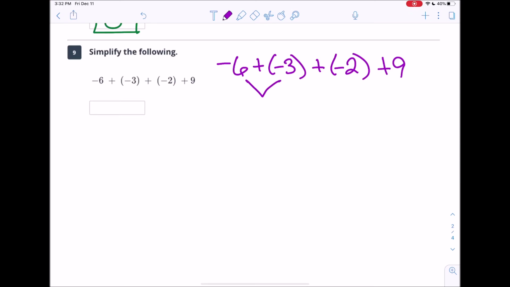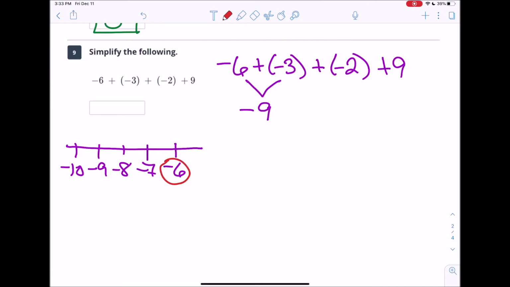So -6 plus -3. If I have 6 negatives and I add 3 more negatives to it, that's going to give me -9. Remember, you could also do this on a number line. Okay, if this is my -6, and I'm adding 3 more negatives, remember negatives go towards the left, then it would be 1, 2, 3, and you would get -9. So you could be using number lines to solve these too.